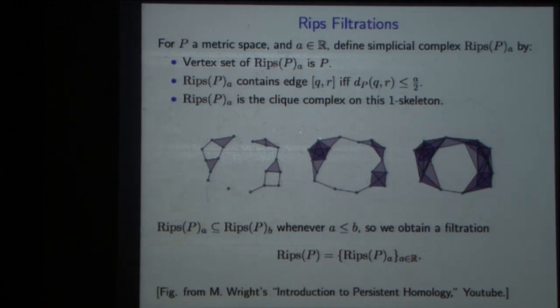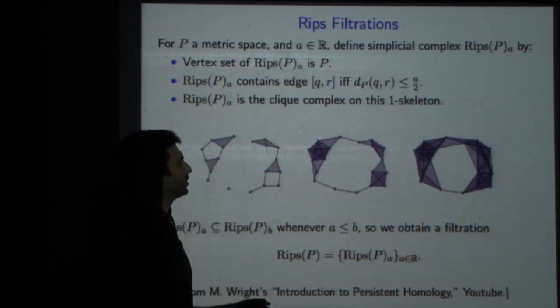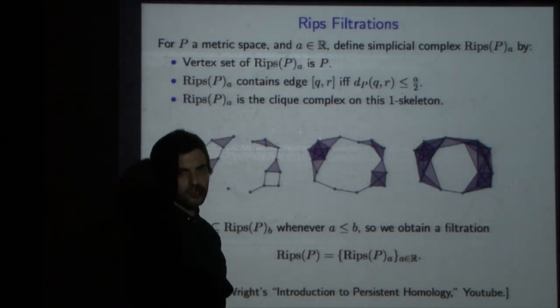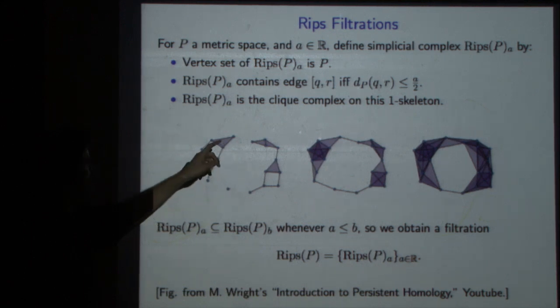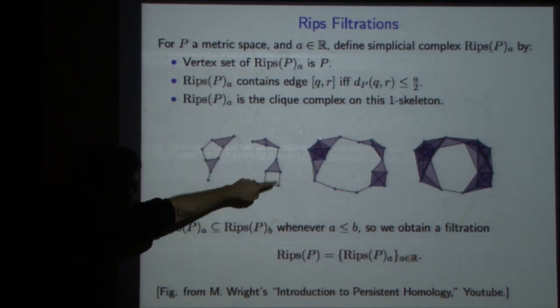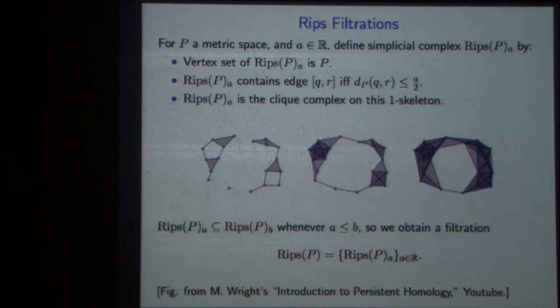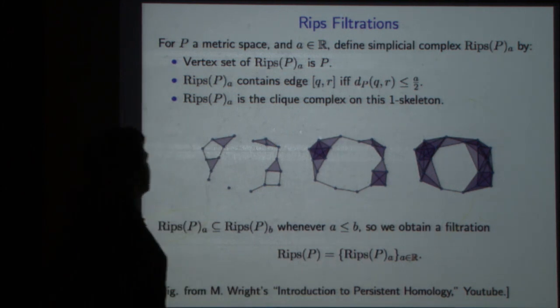And then I'm going to define the one skeleton of the simplicial complex by saying that Rips P_A contains an edge QR if and only if the distance in this metric between Q and R is less than or equal to A over 2. Okay, so for example, here's one of these guys. Here's my set P in blue. And then if two points are close enough, I connect them by an edge. And the threshold for that is given by A over 2.